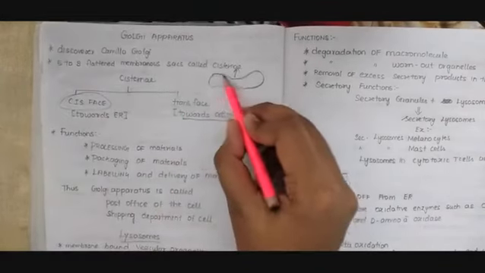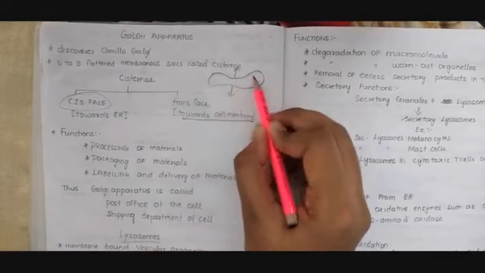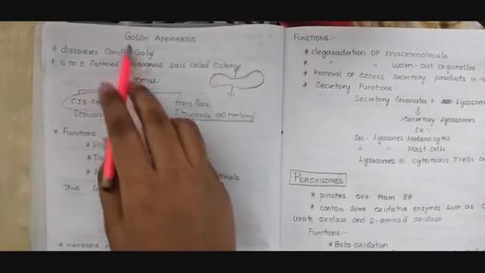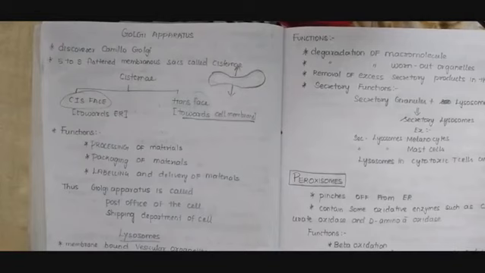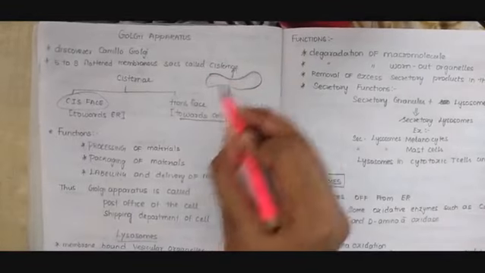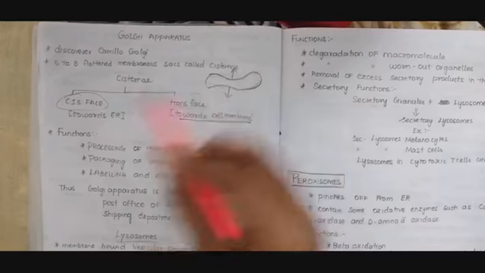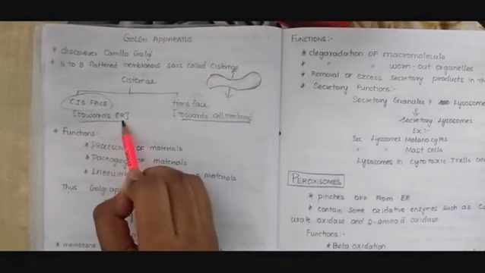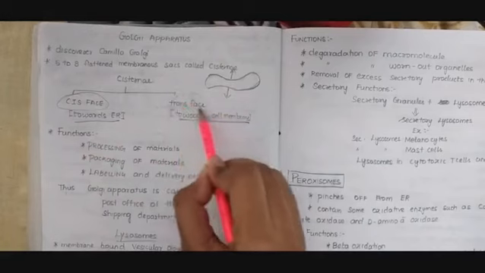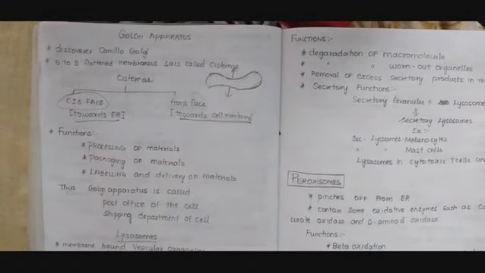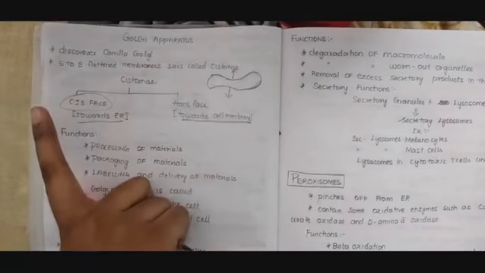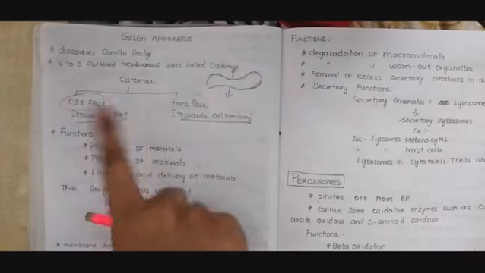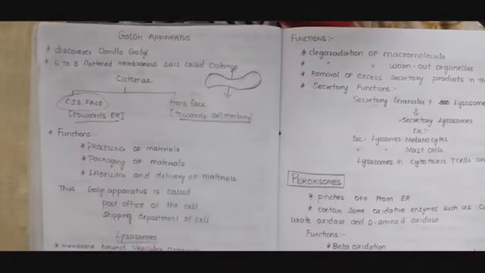I have drawn only one cisternae here, and in reality there will be 5 to 8 cisternae combined together to form the Golgi apparatus. And this cisternae has two phases, namely one phase is considered to be cis and the second one is considered to be trans. The cis phase faces the endoplasmic reticulum, whereas the trans phase faces the cell membrane. The phase which faces towards the endoplasmic reticulum is considered to be the cis. The one which faces towards the cell membrane is considered to be the trans.